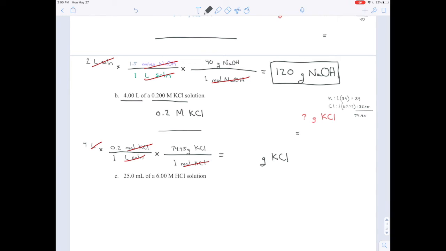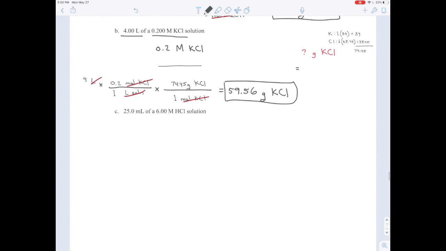So 4 times 0.2, enter, divided by 1, enter, times 74.45, enter, divided by 1, enter. I'm getting 59.56 grams of potassium chloride. And so that's the mass of that compound that you would have in 4 liters of this concentrated of a solution.